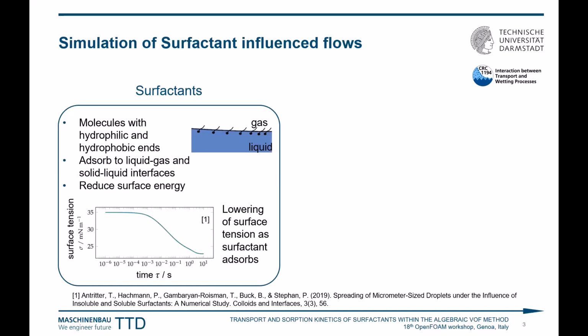Basically, first surfactants are, as most of you know, molecules which have hydrophilic and hydrophobic ends. They basically adsorb, meaning they get accumulated at an interface, which can be either liquid gas or solid liquid interface. They tend to reduce surface energy. So most of the times when we need better wetting of a surfactant solution, people use surfactants there.